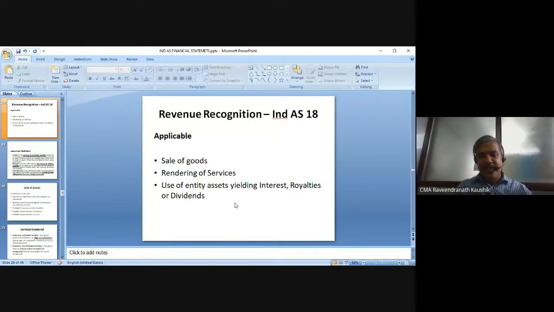So one is revenue recognition, as I was already mentioning to you. This comes under Ind AS 18. It is applicable for these transactions. One transaction is sale of goods. The second transaction is rendering of any services. And the third one is interest, royalties, or dividends. So if there is any interest, royalties, or dividends arising, how do you recognize it as income?